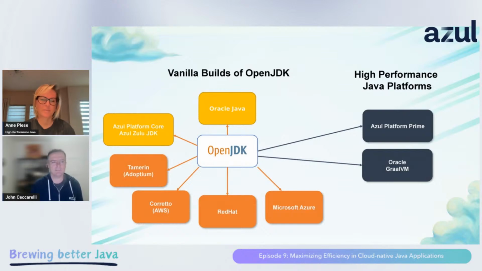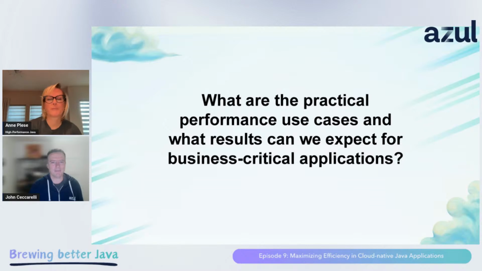Okay. Cool. All right, so let's switch gears here, John. So what are the practical performance use cases and what results can we expect for business critical applications written in Java?